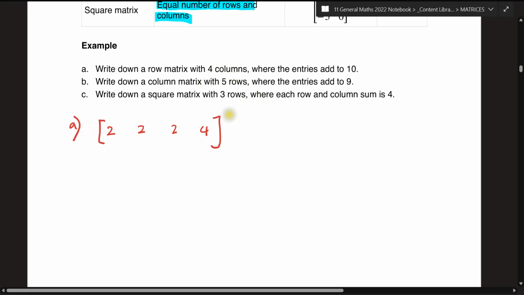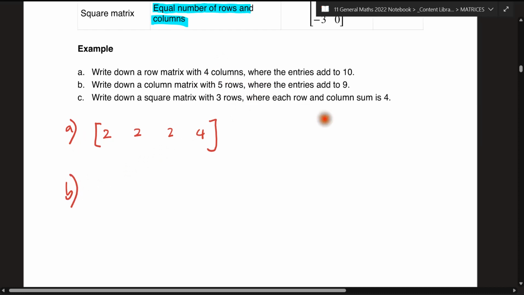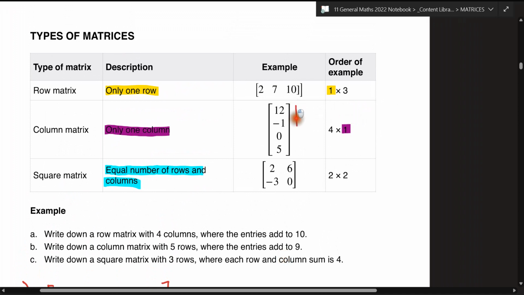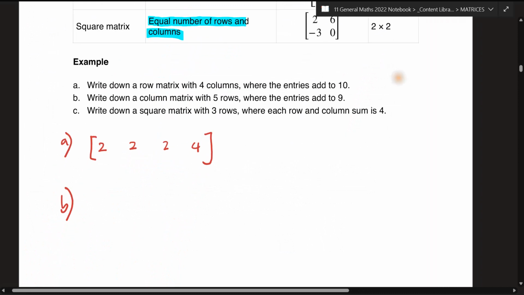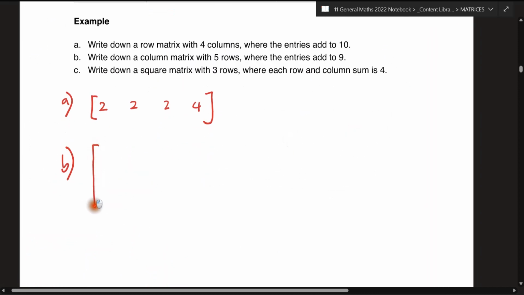4 columns, 1 row. Okay, let's try B, a column matrix. So now it's a column matrix that has 5 rows. But remember, with the column matrix, it's going to be long top to bottom, and there's always only one column on it. So it's going to be a long matrix going vertically. And you have to have 5 rows. So you're going to have 1, 2, 3, 4, 5 numbers in there going top to bottom. And they have to add up to 9.